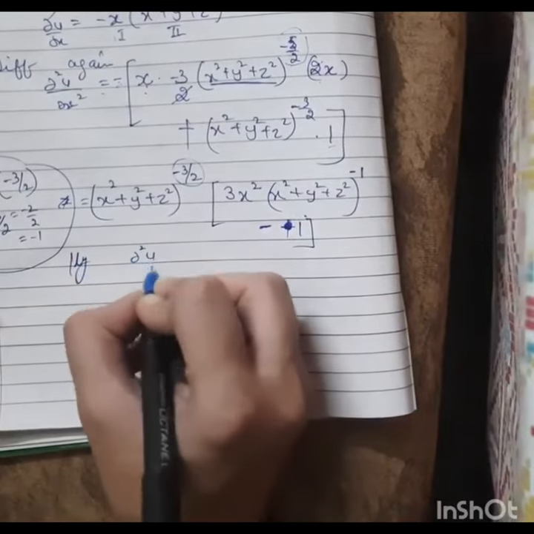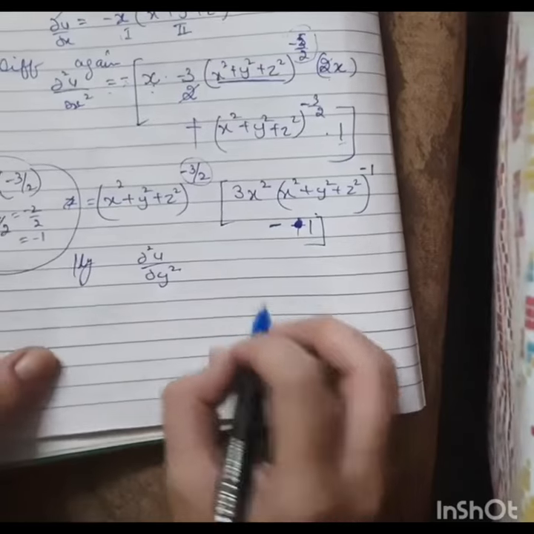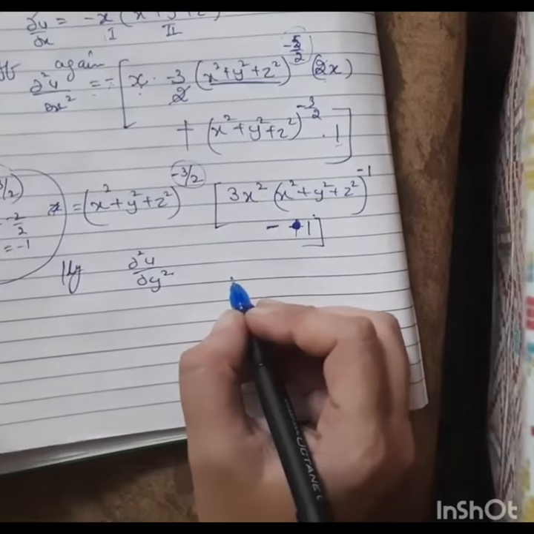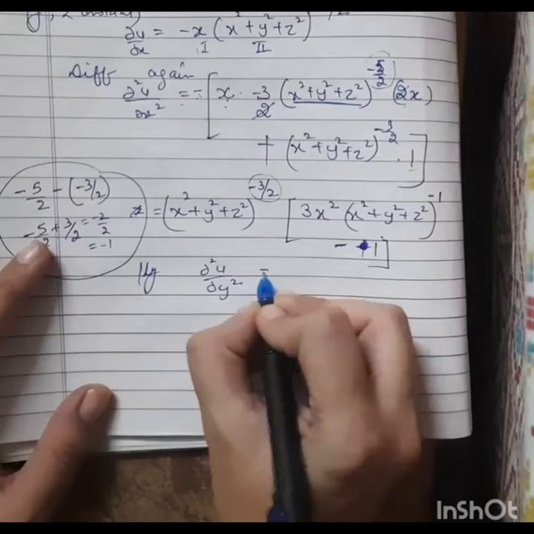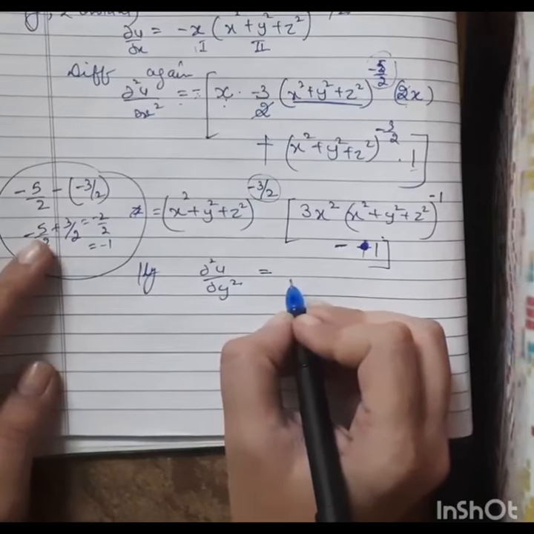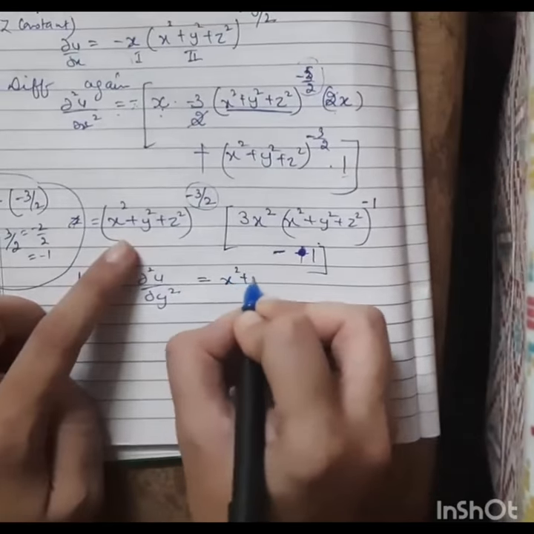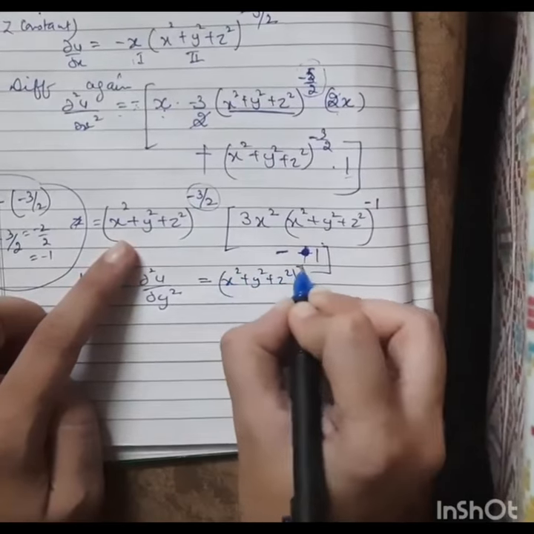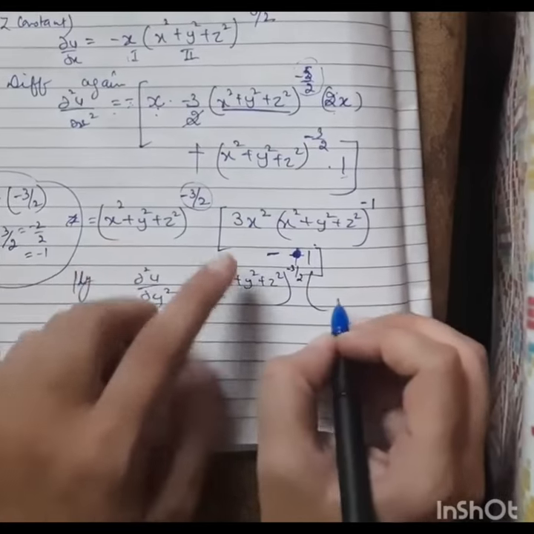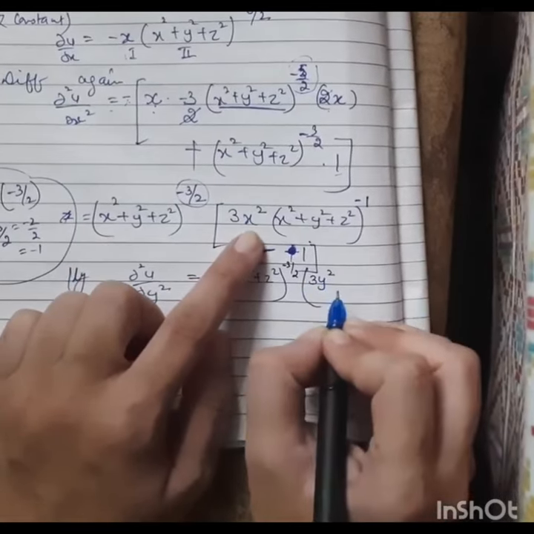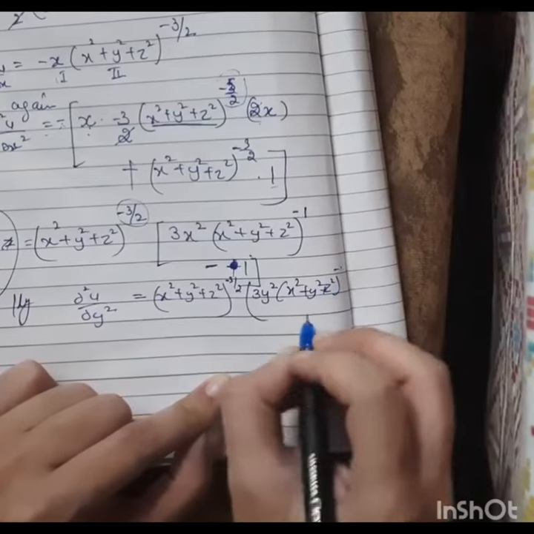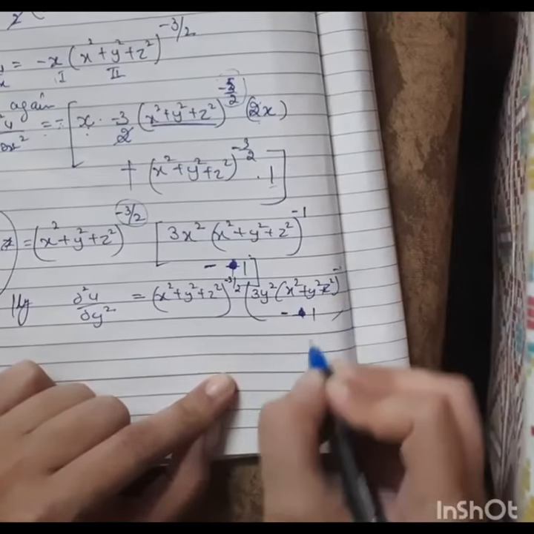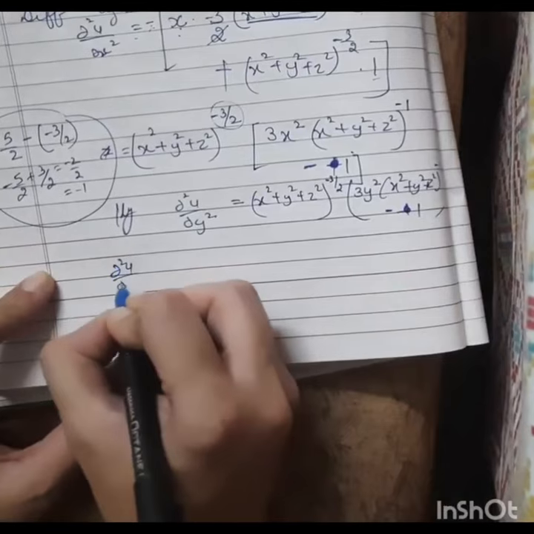Similarly, you can calculate del square u by del y square. How? First by differentiating with respect to y, then getting an answer, then again differentiating that. I am going to write this answer directly by observing the pattern. So what's the pattern here? (x square plus y square plus z square) raised to power minus 3 by 2 into 3, instead of x square, but it will be y square. Just replace the term of x square by y square, plus minus 1. Similarly, you will solve for del square u by del z square. You will get the answer here.